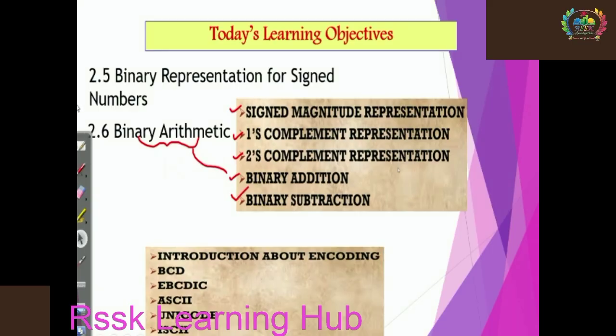Next, representing characters in memory. How are you going to represent your characters? Character means alphabetical things. How are you going to represent these characters in the memory of the computer? Under that we are going to see the encoding concept. Encoding means, what is your original code? If you rearrange that code, that is called encoding.